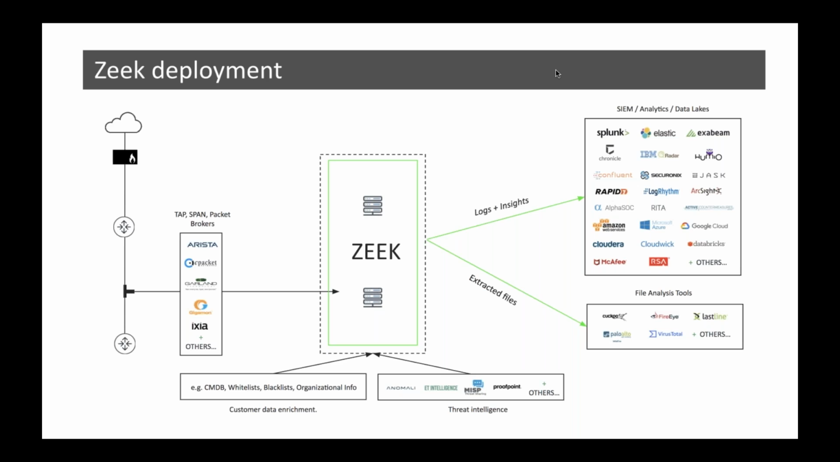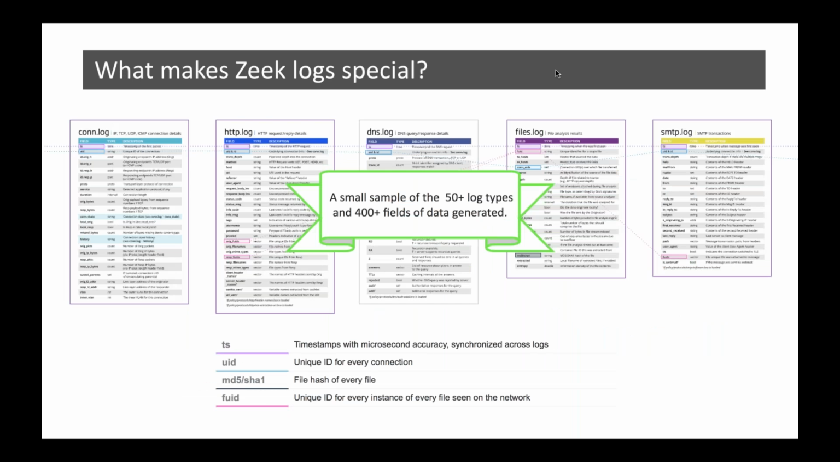And of course, once you have those logs and those extracted files, those often get passed off into some sort of other system for further analysis or analytics, and that could be your SIEM, it could be a complicated ML pipeline. It could just be the command line where you're using grep and awk to search through those logs directly. So there's a lot of power in having the best network data at your fingertips and a lot of different ways to use it. And so what makes Zeek logs special?